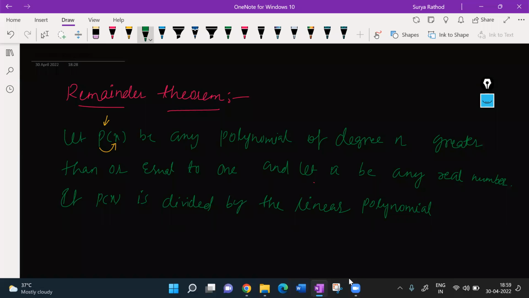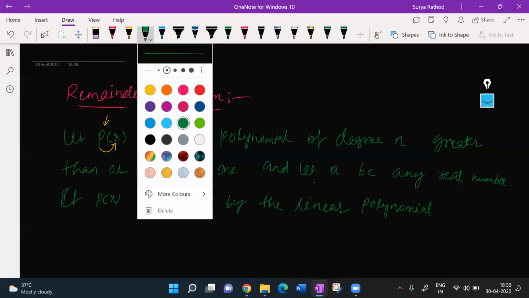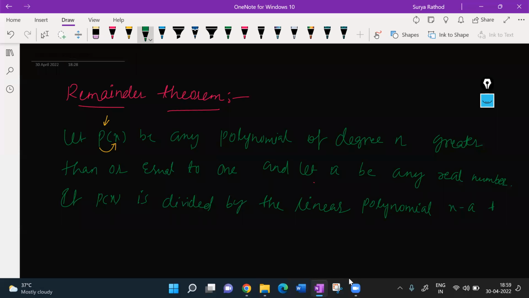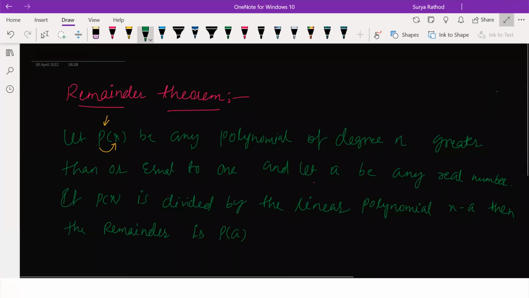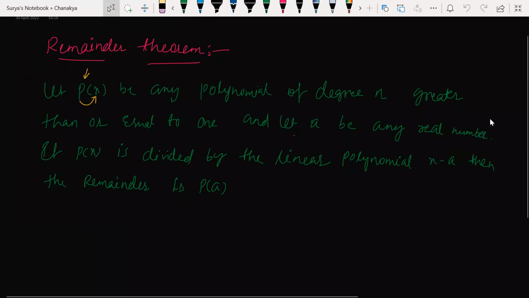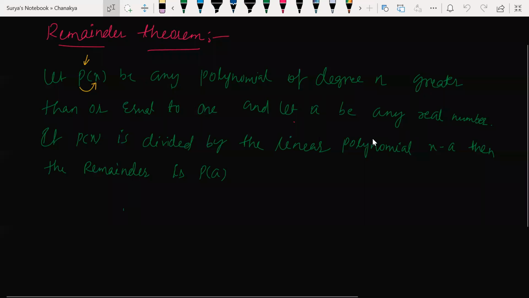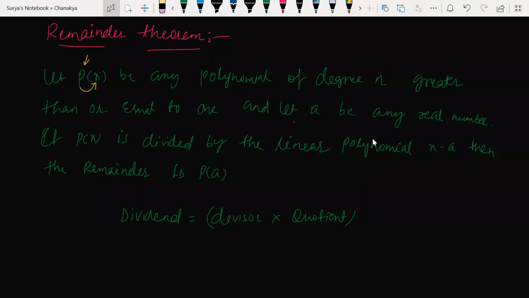Divided by the linear polynomial x minus a, then the remainder is p of a. So this is the definition of the remainder theorem, beta. Let me read the formula. Everyone knows this: dividend is equal to divisor into quotient plus remainder.